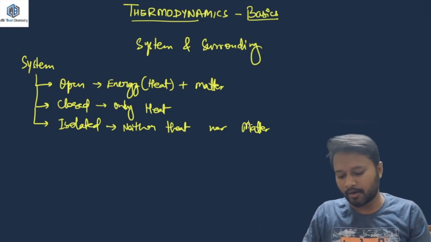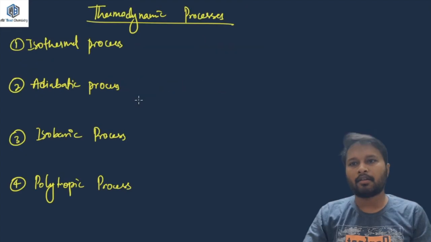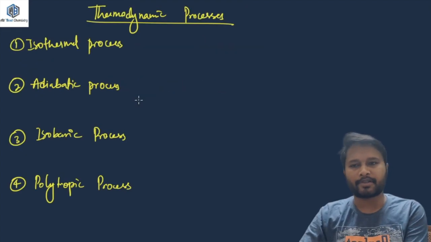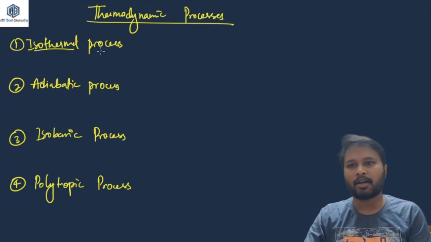All right, since we are done with the system, let's talk about different processes. There are many thermodynamic processes for which we have to see what the conditions are. So let's talk about thermodynamic processes. Depending upon the conditions, there can be many types of processes. Let's start with the isothermal process.